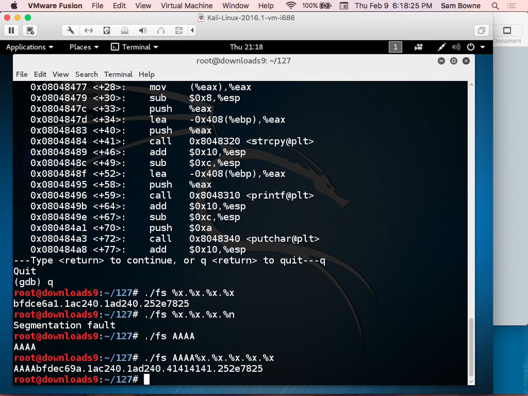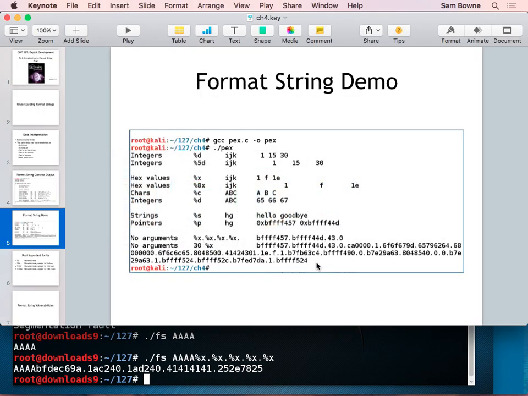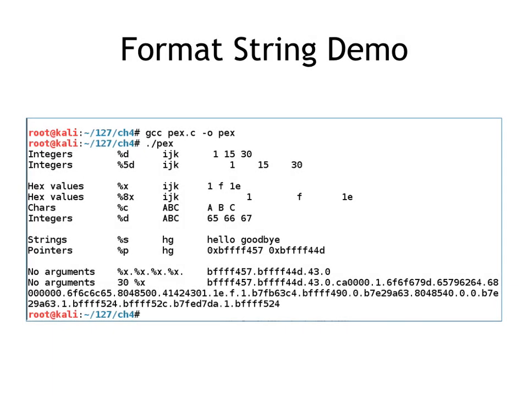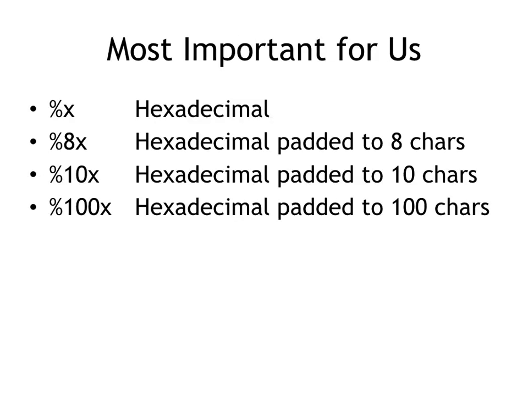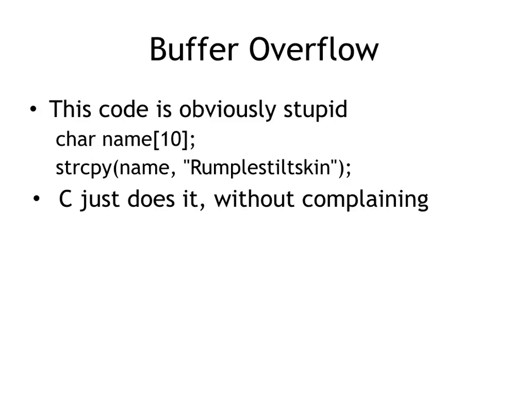So that's the essence of this. I can now write to arbitrary memory by controlling this format string. All right, let me go back to this stuff. The most important things to us are %x, and you can put %100x to pad it to 100 characters, because we're going to have to control the total number of characters printed so far to equal the bytes we want to write. And all right, so that's the format strings vulnerability.